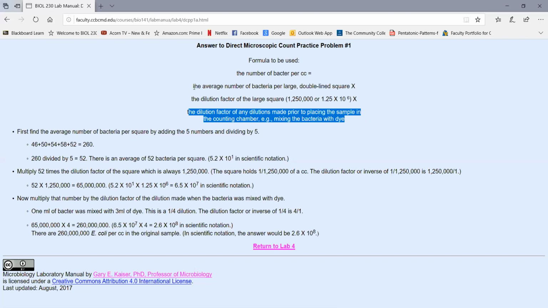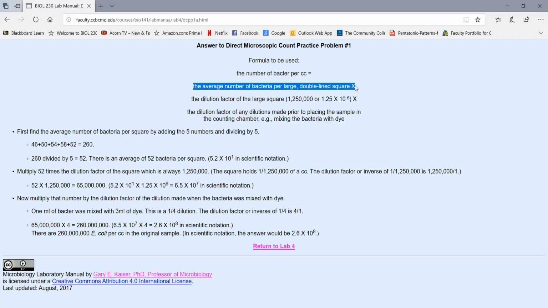So going to our formula, first part says we have to find the average number of bacteria per large double-line square. So the problem gave you our counts. These were the counts on the previous page. For the 5 squares, we add them up. That's 260. Now we counted 5 squares, so we divide 260 by 5 to get an average. So the average would be 52, 260 divided by 5. So that's the first number in your formula, 52 if you're doing it longhand. If you do it in scientific notation, then 52, remember, is 5.2 times 10 to the 1 in scientific notation.